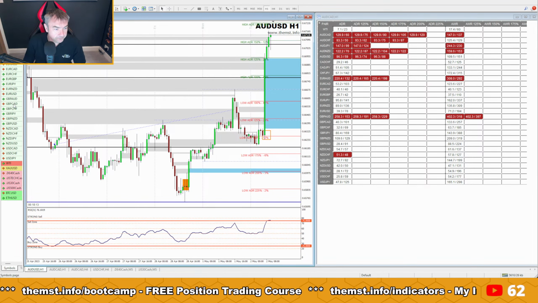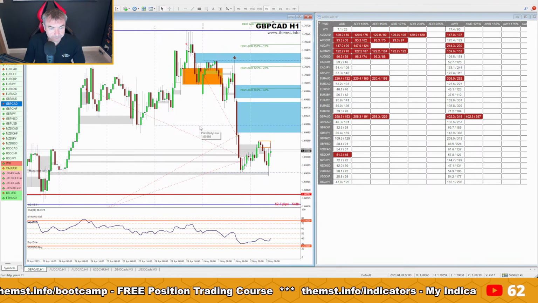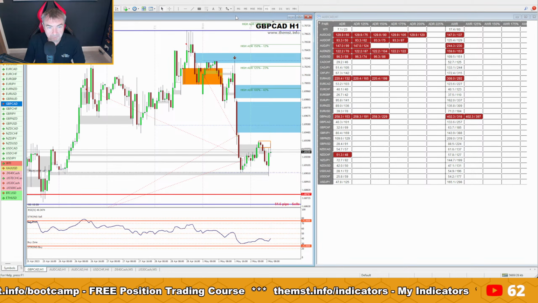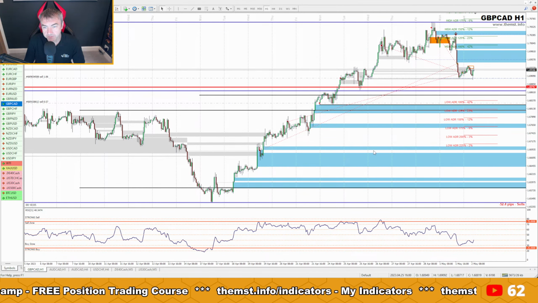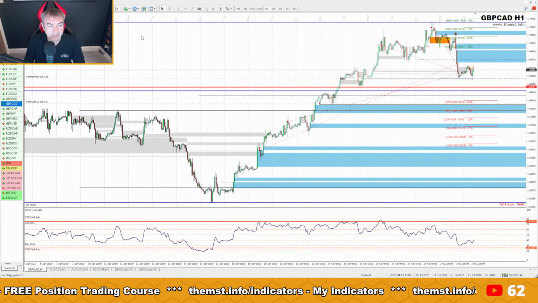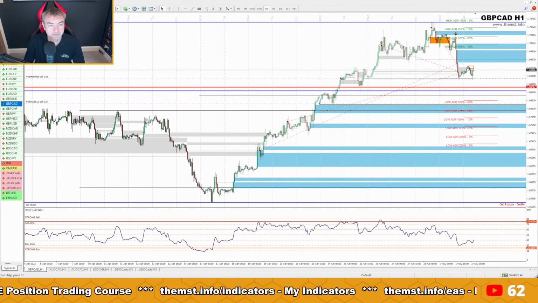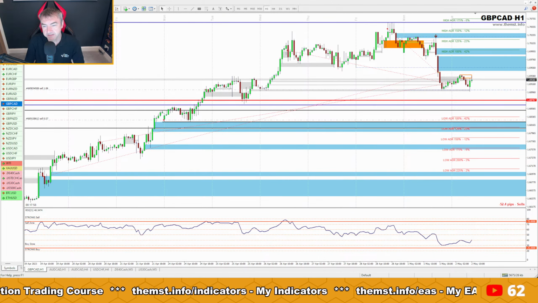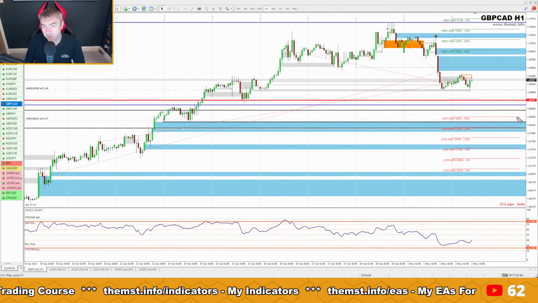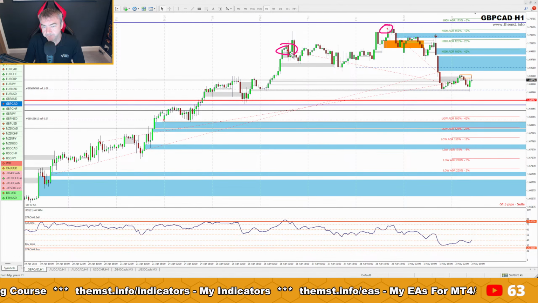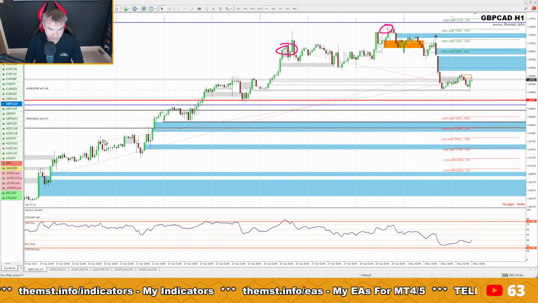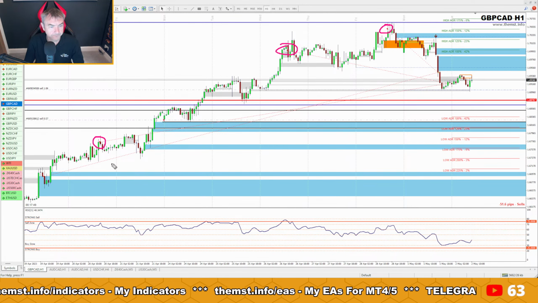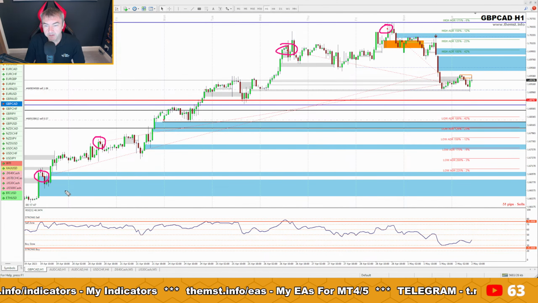Pound CAD. Just sideways at the moment. Out of shorts on this. Got out of all the shorts on the pound CAD. Actually, no, that's a lie. I didn't get out of all the shorts on the pound CAD yesterday. I got out of that one, that one, and that one completely.